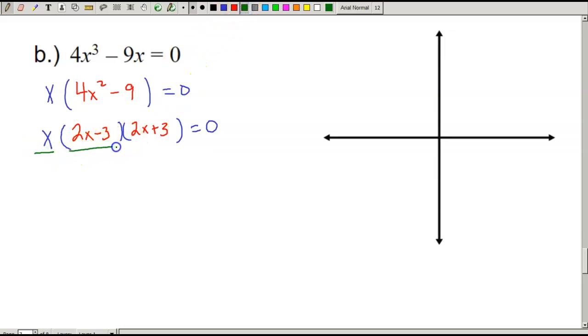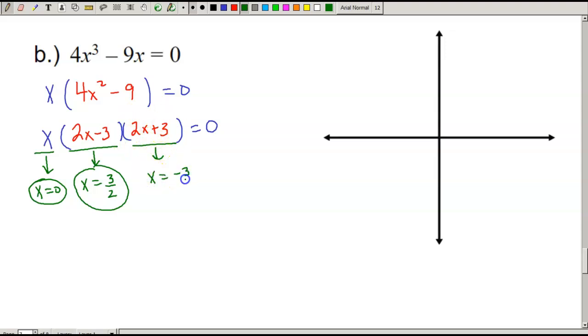Okay, so each one of these 3 things we're going to set equal to 0, and that means that, of course, this lone x equals 0, that's going to be one possible answer. The other possible answer, if I set that equal to 0, is going to be x equals, I could add the 3 and divide by 2, so 3 over 2. And then if I set this one equal to 0, I would get negative 3 over 2. These are all my solutions of this graph, or of this equation.